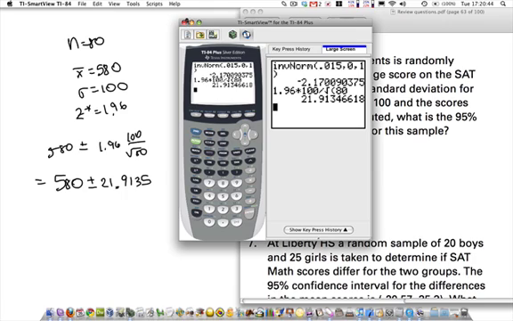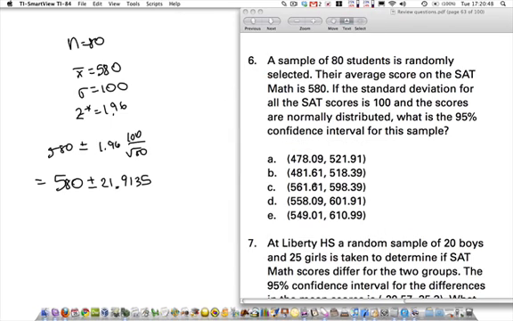Okay, so now we can take a look and see which one works for that. 580 minus 21 is about 550 something. The only one that fits looks like this one right here, D. Because 561 is less than 580, so it can't be that. So it has to be D. And there's the answer. I'm not going to do the rest of them on this page because those are actually 2 sample problems and we don't know how to do those yet. So we'll be doing those in a few weeks.